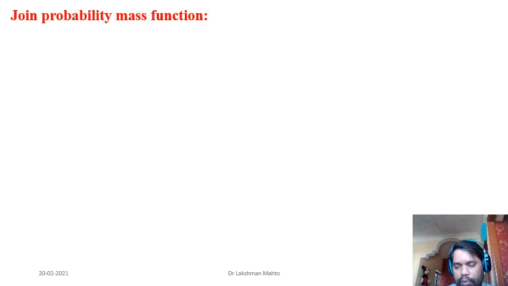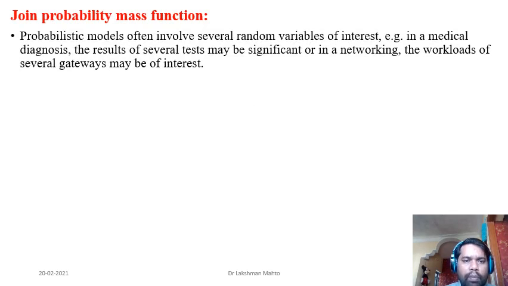I have taken a few examples just for motivational purposes. A probabilistic model often involves several random variables of interest. For example, in medical diagnosis, the results of several tests may be significant. If you simply visit any hospital and observe, a patient goes to the hospital, and then a doctor, based on initial observation, suggests going for an X-ray, a blood test, and various other tests.